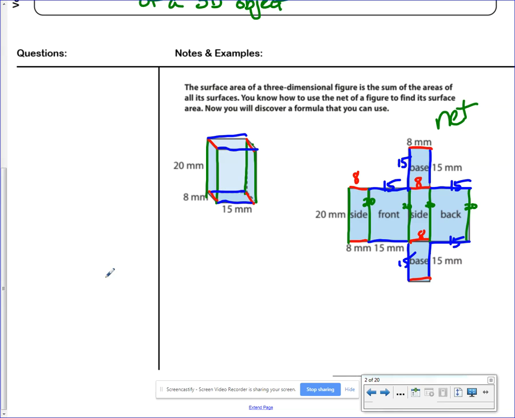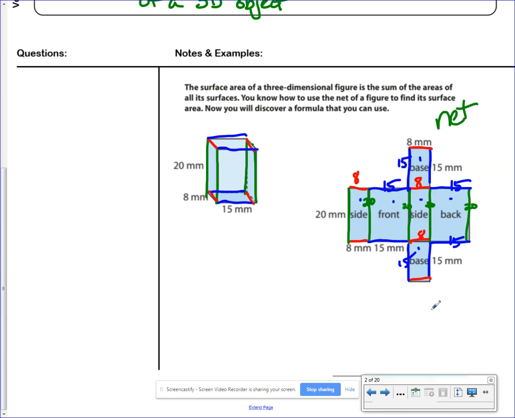All right. So really what we have here is a whole bunch of rectangles. And as long as you can keep track of them, then you can calculate all those areas and add them up. In this particular example, we have 1, 2, 3, 4, 5, and 6 different faces that make up this prism or this box. Now, you can kind of decide how you want to do it.